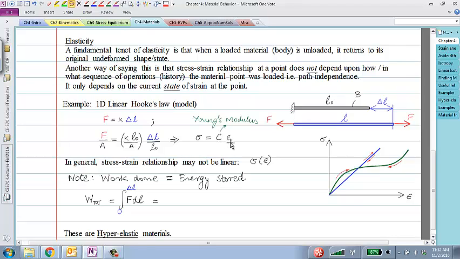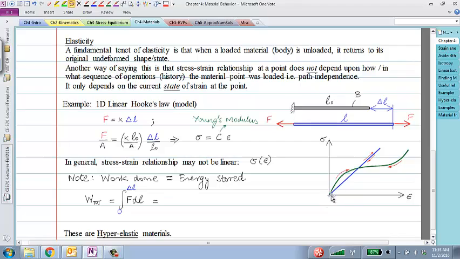Now this is a linear elastic relationship, which essentially says that the stress and the strain are related linearly. You load it, you build up stress, unload it, come back to zero. Now it's not necessary for elastic materials to be linear. You can have non-linear but elastic material models as well.